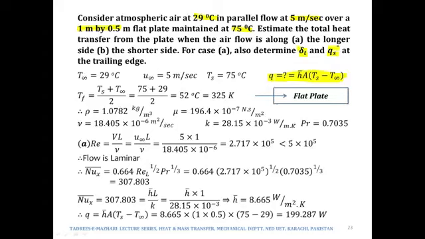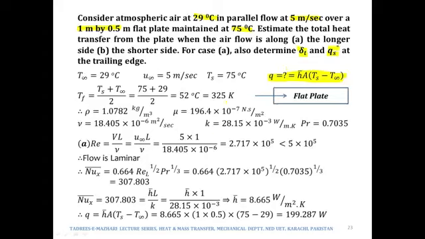So in order to find out the average convection coefficient, we would be making use of one of those expressions of Nusselt number which we had seen earlier. And we know that it is the flow over a flat plate. So all we need to do is find out whether the flow is laminar or turbulent, and then we would be able to pick up the appropriate expression of Nusselt number.